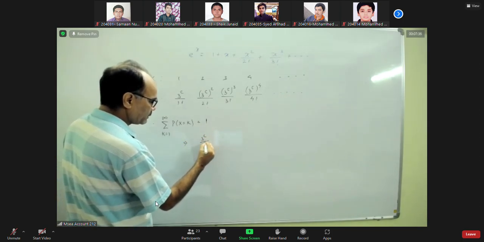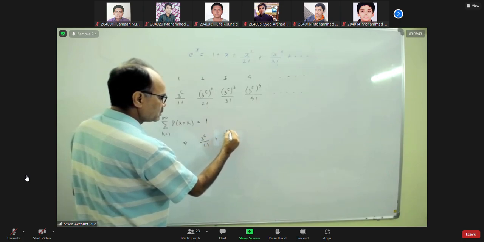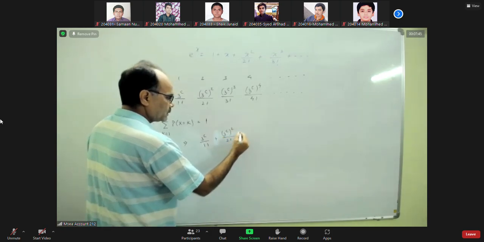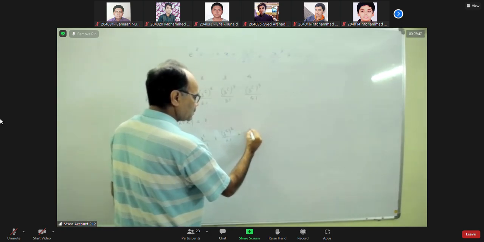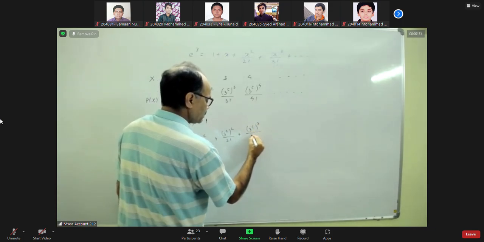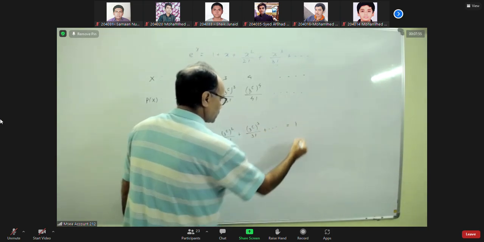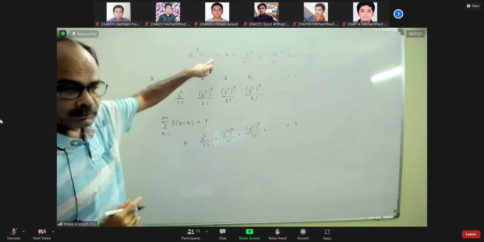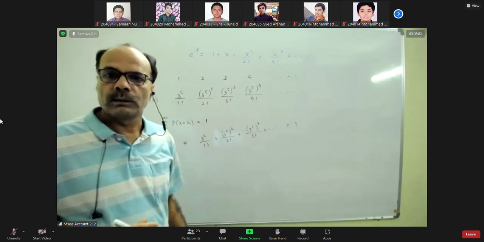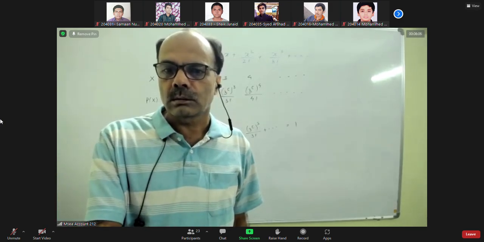This implies 3 to the power c by 1 factorial plus 3 to the power c whole square by 2 factorial plus whole cube by 3 factorial equals 1. Now to convert it into this form, we have to add 1 on both sides. Yes, sir. Okay.